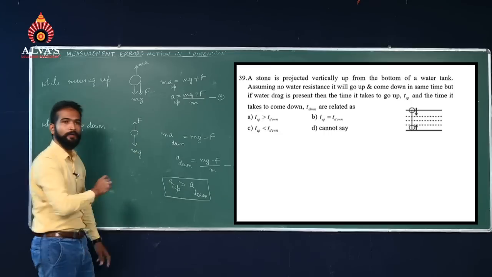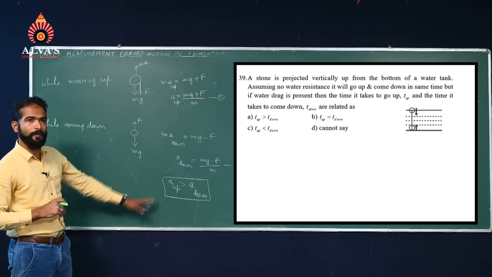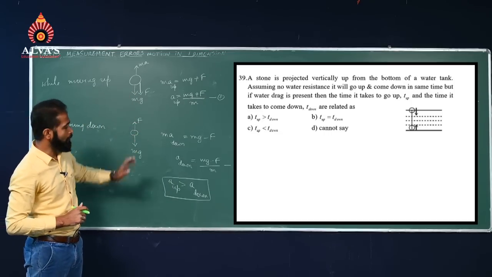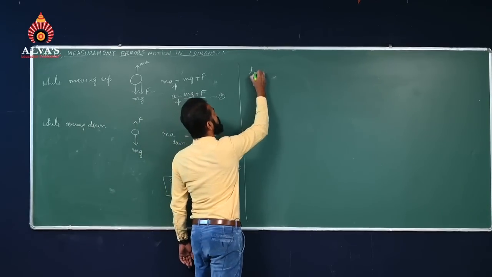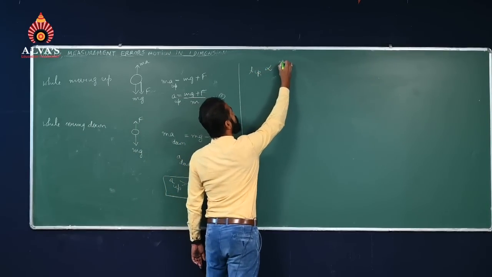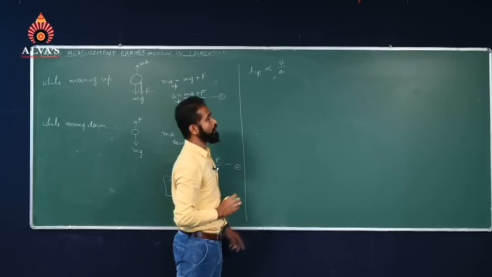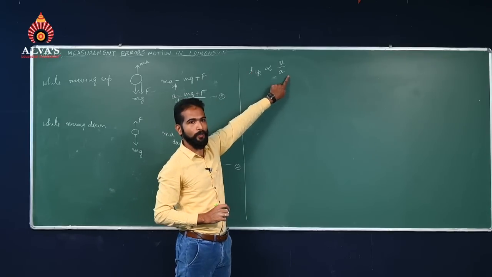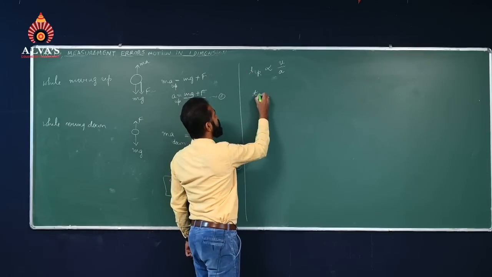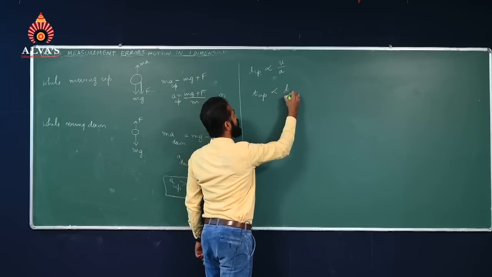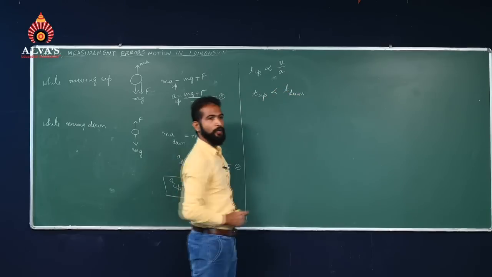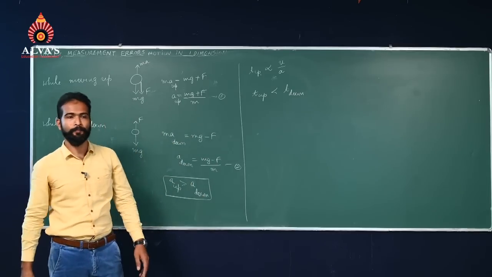But this is not asked. What is asked is the relation between time to go up and time to come down. So the time to go up, T up, is proportional to u divided by acceleration. Since time is inversely proportional to acceleration, time up must be less than time to come down. That gives you option C as the right choice.